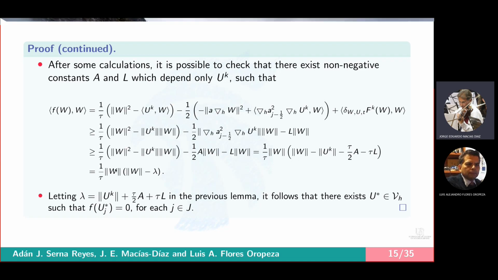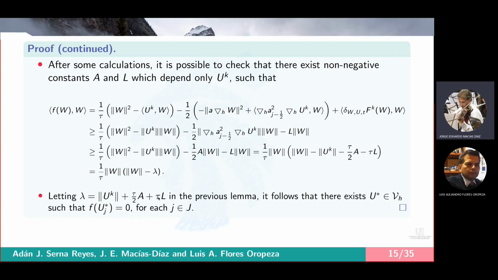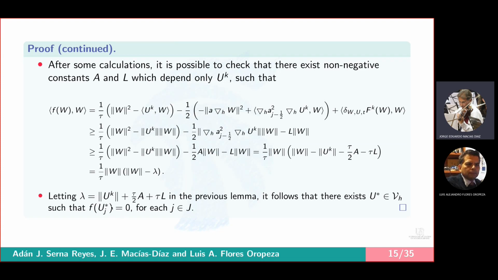Bounding from below, we obtain that this inner product is greater than or equal to this term, where lambda is this positive number. Using now Brouwer's fixed point theorem, it follows that there is a solution for this system, and that's going to be the approximation at the time k plus 1.